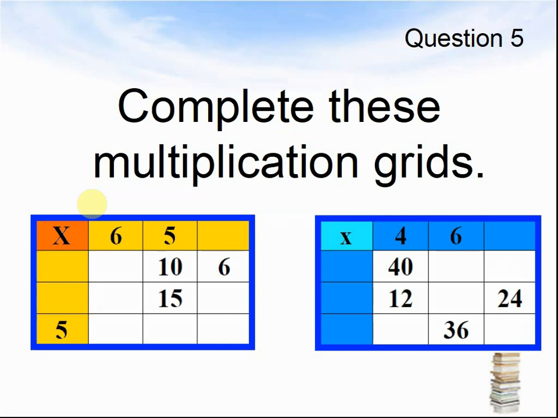Question 5. Complete these multiplication groups. How it works is this. It would be 6 times something makes something. So 5 times something makes 10. 4 times something makes 40. Complete all the squares and see if you can work out the answer so that the numbers all work. Pause the video and have a try. When you're ready, click again and we can look at the answers.